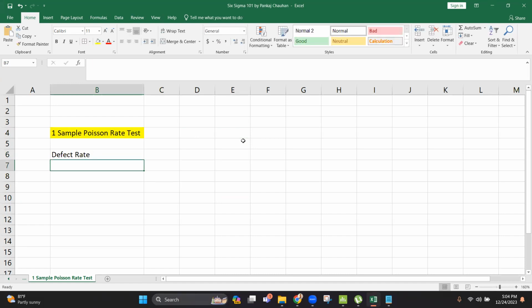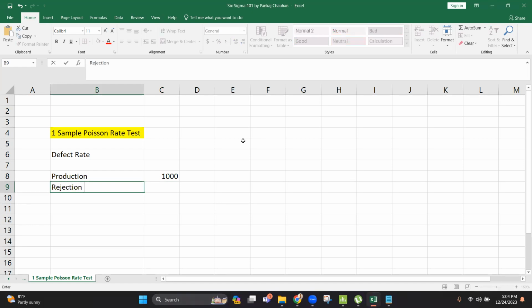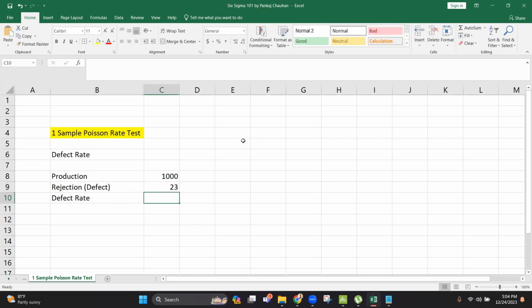Defect rate means you have a production, suppose, of let's say 1000 pieces. Out of that, you have a rejection. The number of defects you have observed is around, let's say, 23. So the defect rate of your data is 23 by 1000, which is around 0.023.